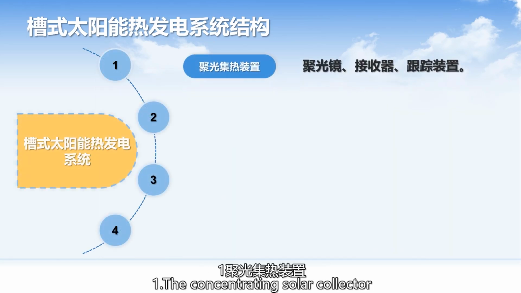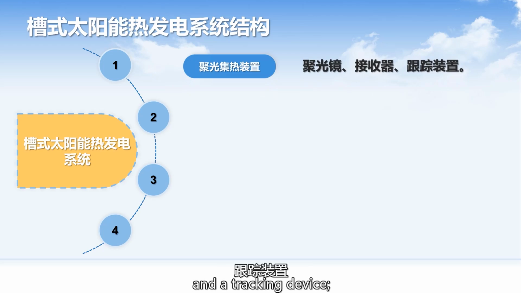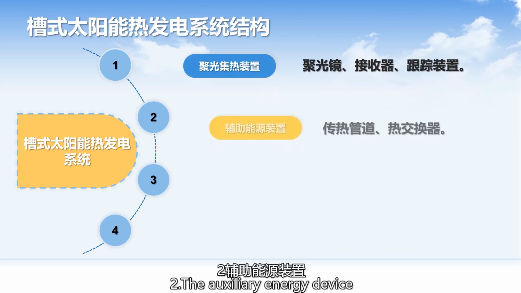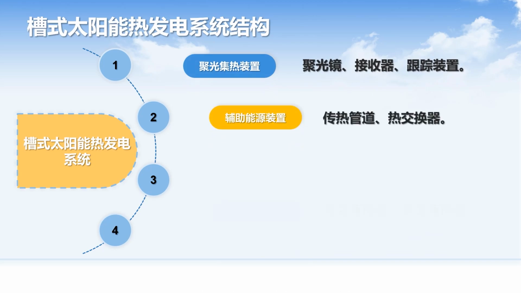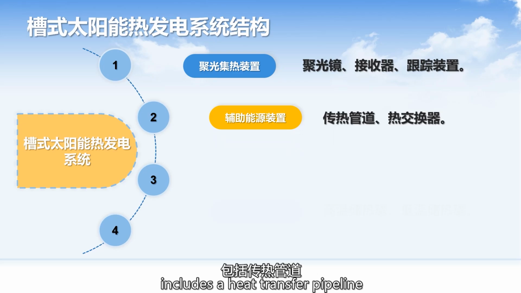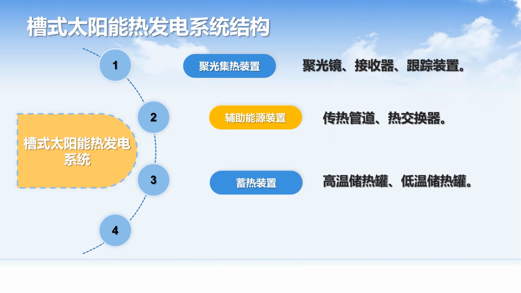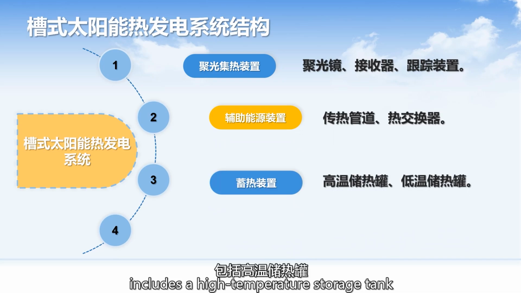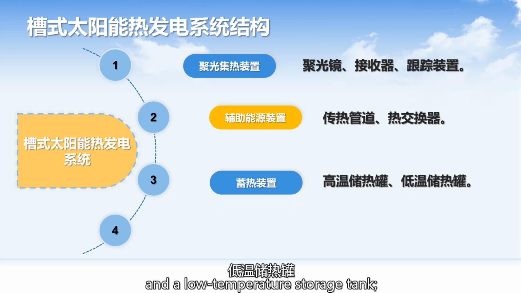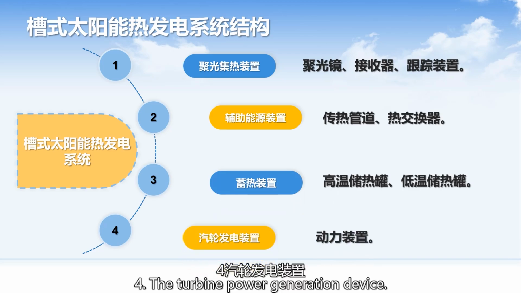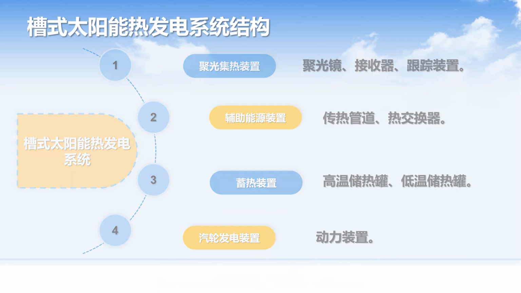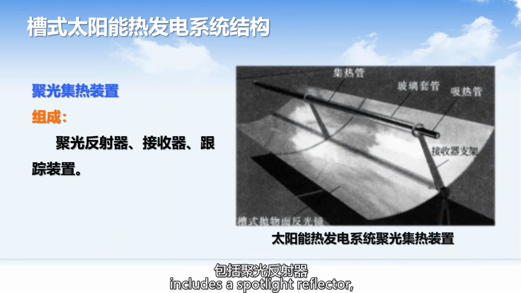1. The concentrating solar collector includes a focusing mirror, a receiver, and a tracking device. 2. The auxiliary energy device includes a heat transfer pipeline and a heat exchanger. 3. The heat storage device includes a high-temperature storage tank and a low-temperature storage tank. 4. The turbine power generation device. The concentrating solar collector includes a spotlight reflector, a receiver, and a tracking device.